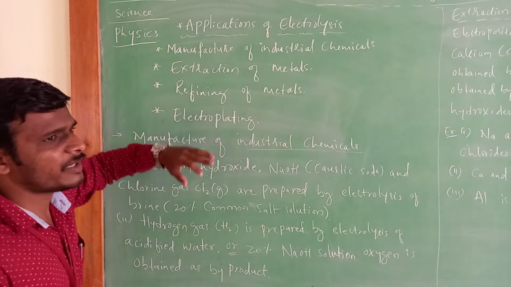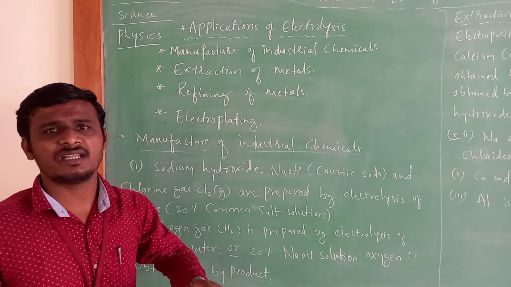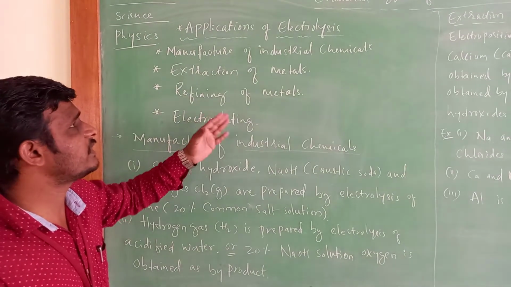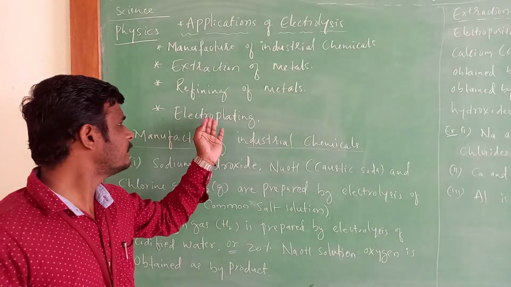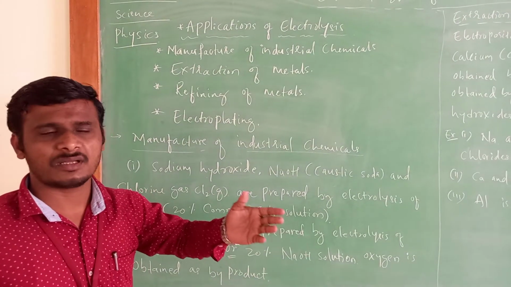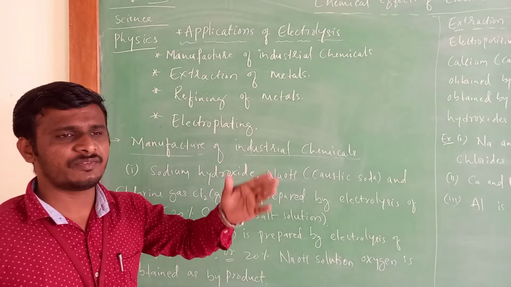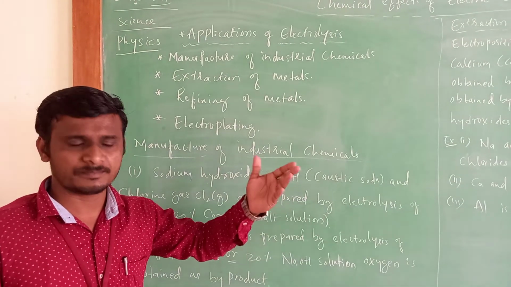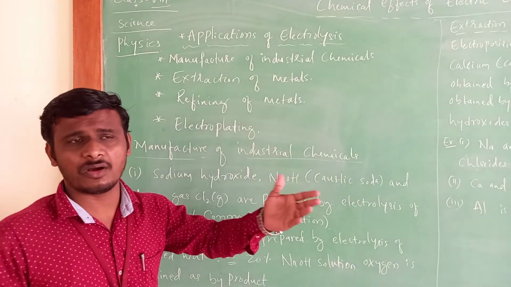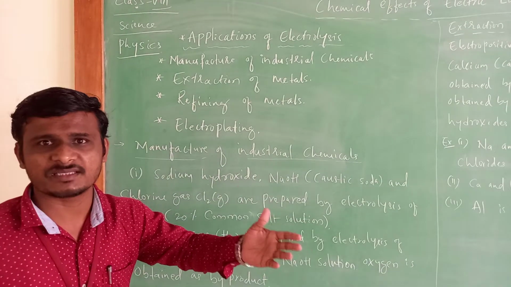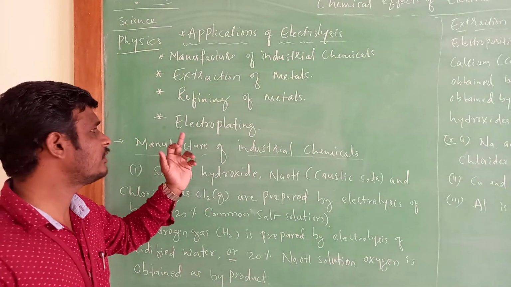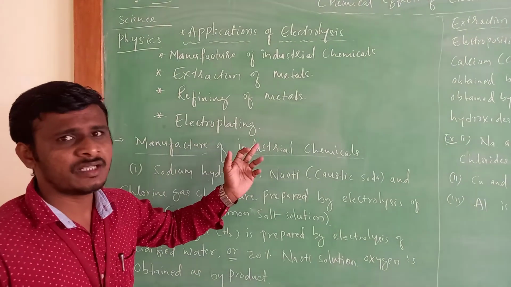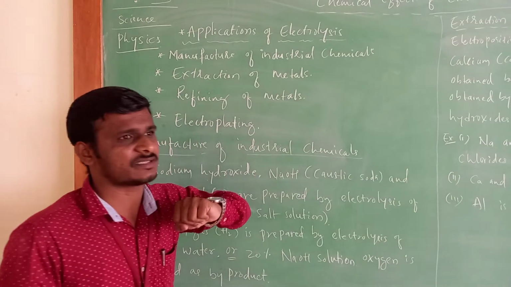Next thing, electroplating. This is also a method that uses electrolysis. You have seen iron. What happens if you keep it for some days without painting? Rusting will take place. So to prevent the rusting of iron, we are going to do electroplating, right? That is also a method of electrolysis, right?